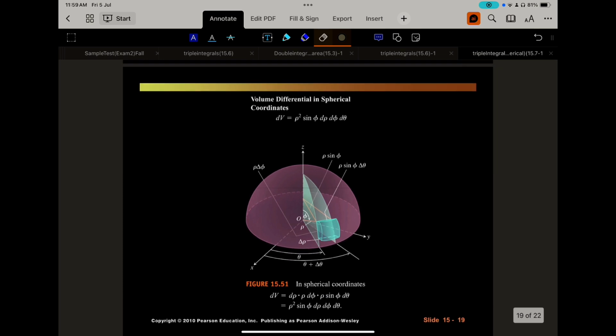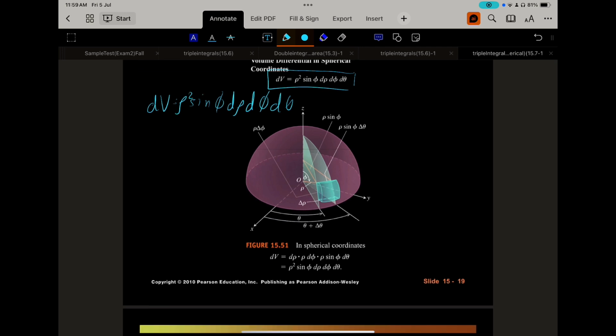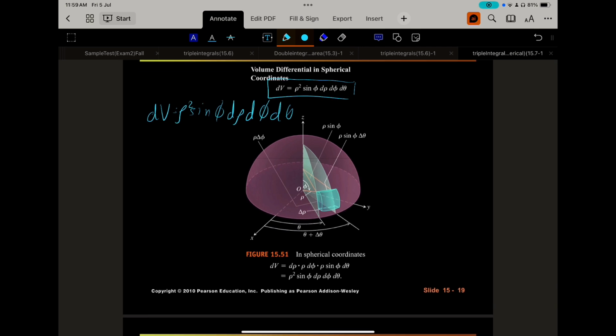And now, the volume differential in spherical coordinates. Okay, so this is important. The volume differential in spherical coordinates is dV equals rho squared sine phi d rho d phi d theta. It has a whole explanation, but I think I can stick with the differential way. It's basically multiplying three lengths. First we have rho sine phi, and rho sine phi delta theta, which is the change in theta. It's just the arc length.